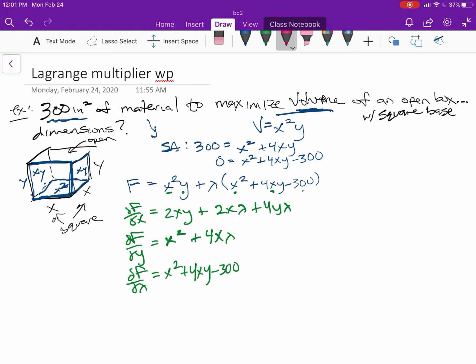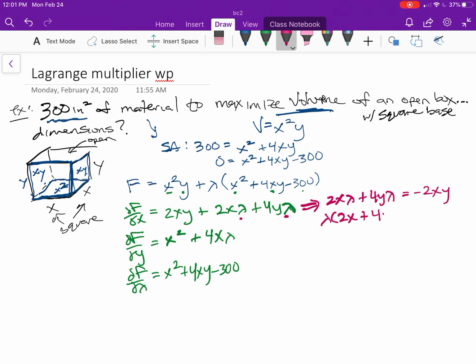Okay. Solving for lambda. Oh, I was reading that as an x. That is definitely a lambda. Bad choice of variable here. Let me make that clear. There we go. Maybe that looks more like a lambda. All right, solving for lambda in the partial with respect to x, we need all the lambdas on the left and everything else on the right, so I won't skip a step here. We get 2x lambda plus 4y lambda equals negative 2xy.